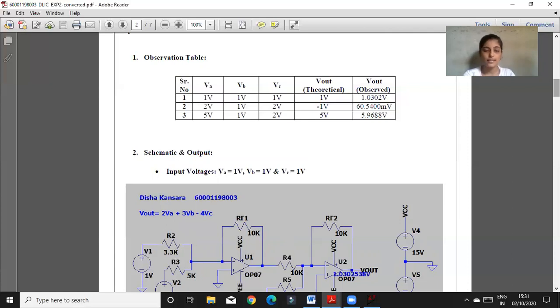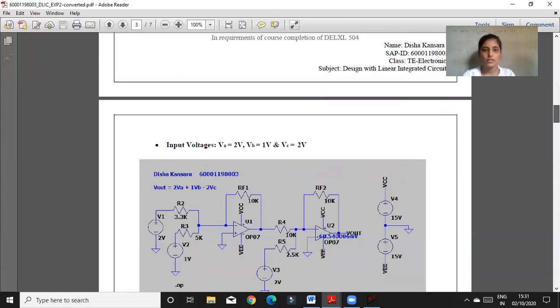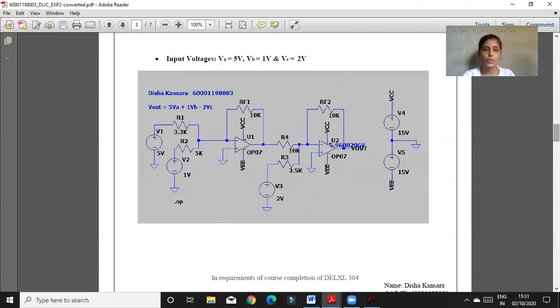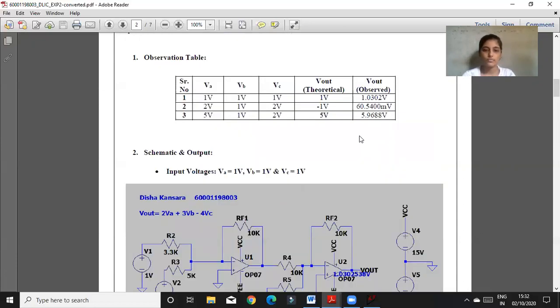So yeah, this is my second circuit, and the third one is the last circuit equation, where I gave the inputs V1 as 5 volt, V2 as 1 volt, and V3 as 2 volt, and all other resistor values are the same. I got a practical output of 5.9688, and theoretically the calculation is 5 volts. So yeah, thank you.